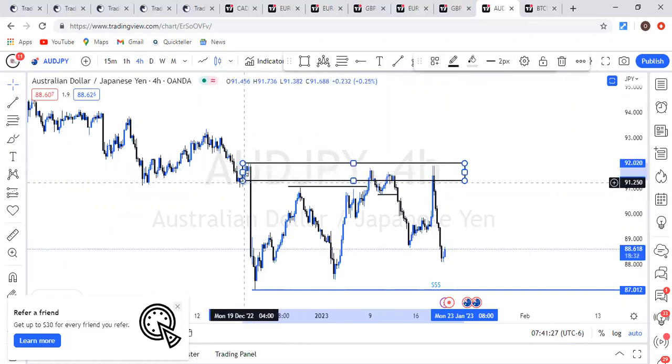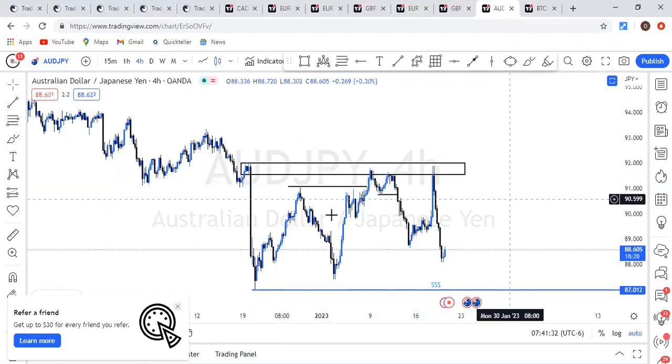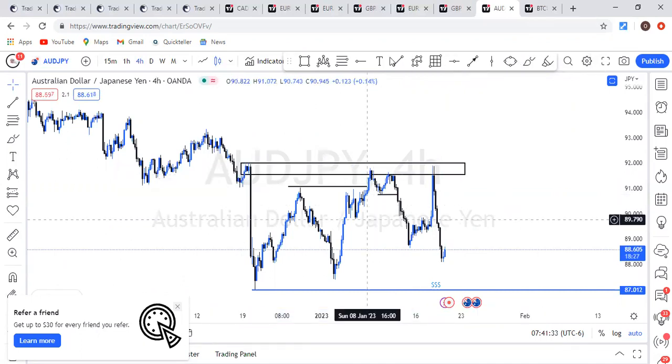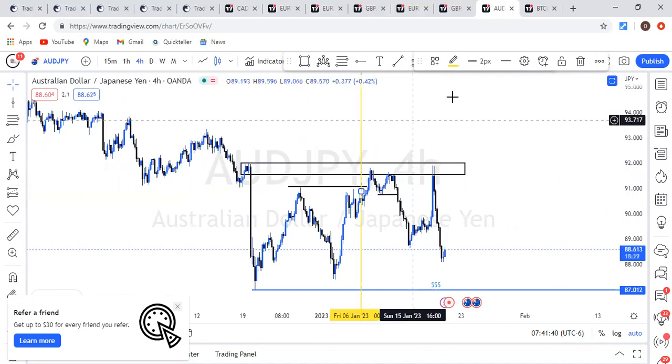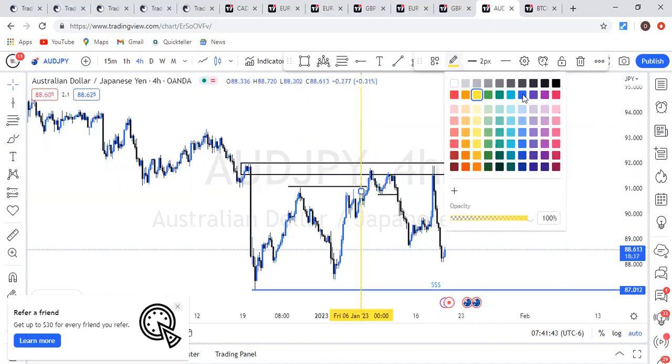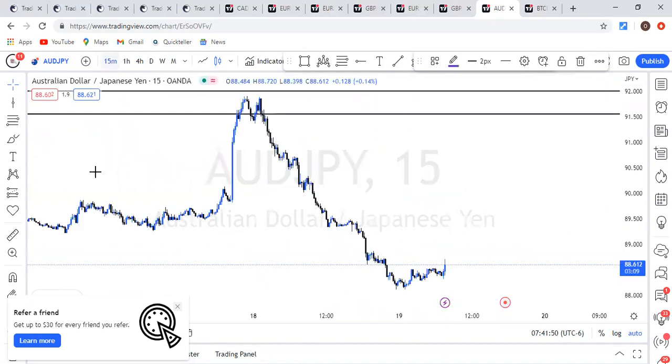Let me show you what happened on this entry. Okay, so now let me demarcate it. This is a 4 hours POI. So like I told you, let's go to 15 minutes and see what happened on 15 minutes before the trade.